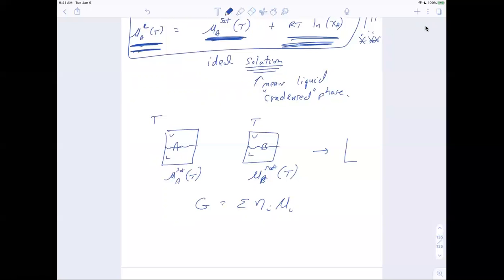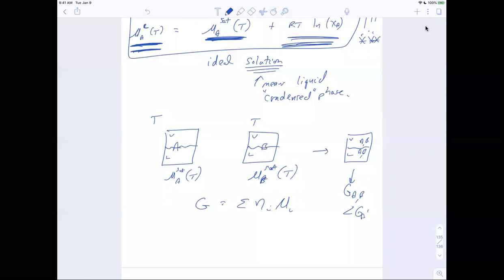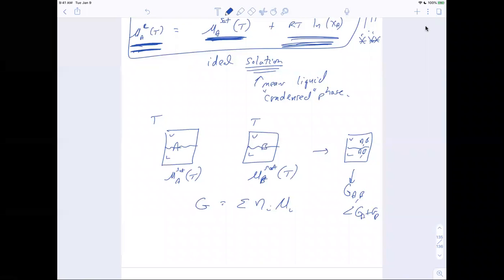So when we have this AB, this G of AB is going to be lower than G of A plus G of B, where this is now G of A and this is G of B, okay? So G is going to be less than GA plus GB, where G is the Gibbs free energy.